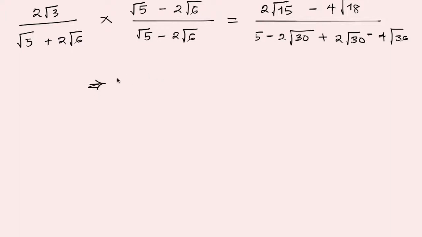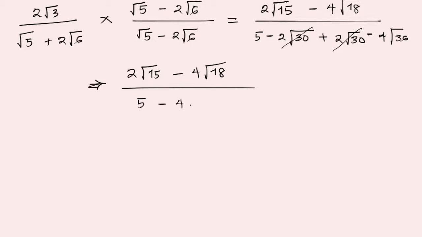Now this becomes 2 root 15 minus 4 root 18 over, now this cancels out this, to give us 5 minus 4 root 36. We can further write this as 2 root 15. We can reduce this from here. We can see that this is equal to 9 multiplied by 2, and we know what that means. We have to take 9 out of this because this is a perfect square.